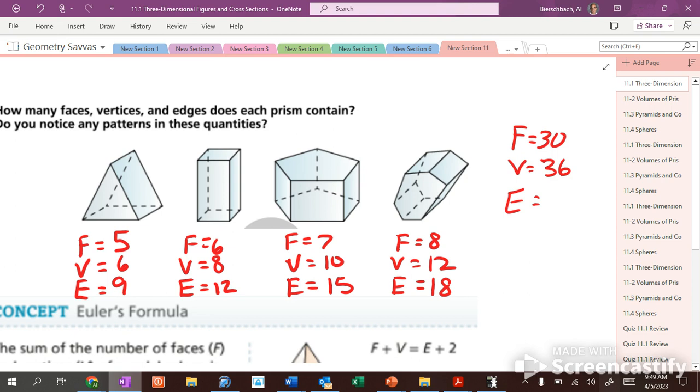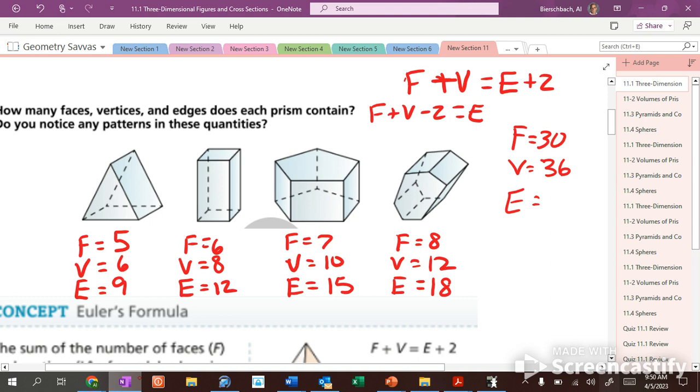Well, let's look at that. How do these 3 relate to each other in relationship to how these 3 relate to each other? Add these 2 to get? Add these 2 to get? 11. Minus what to get that? 2. Add these 2 to get? Minus 2 to get? Ooh, because faces plus the vertices, if we add those 2 up, equals the edges plus 2. Or if we take faces plus vertices minus 2, we get edges, right?